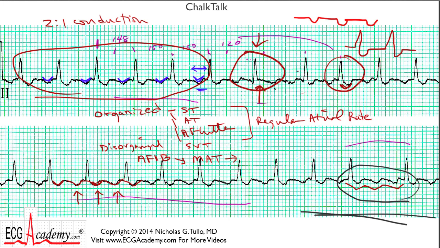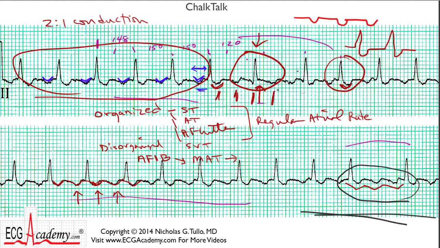portion of the atrial flutter cycle. In other words, instead of this flutter wave landing right after the QRS complex, it actually landed in between. So if you map out the flutter waves, you realize that there's a flutter wave right in the middle of the QRS, and then there's one that comes after.